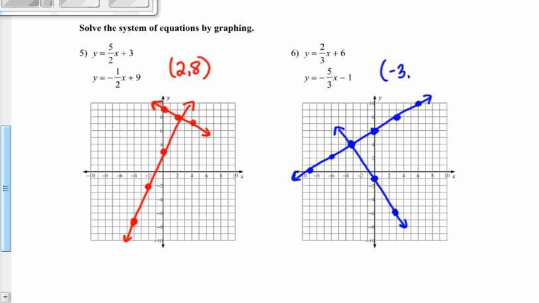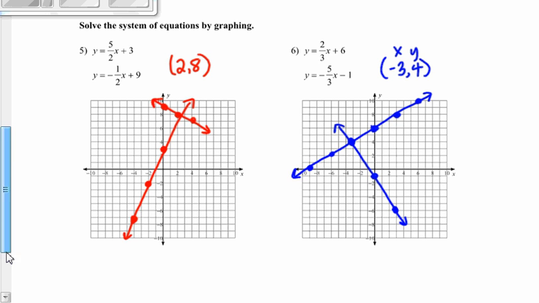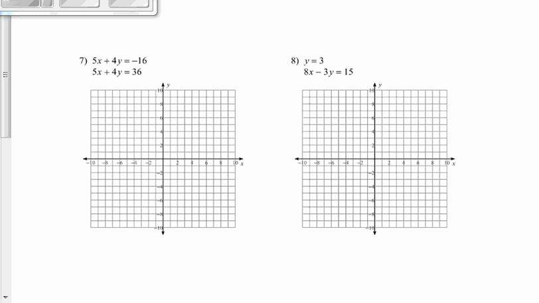If I wanted to check my work, I could plug in a negative 3 for x, a 4 for y, and then it should be true in both of those equations, just like we were doing above in target 1. Moving on to the back.